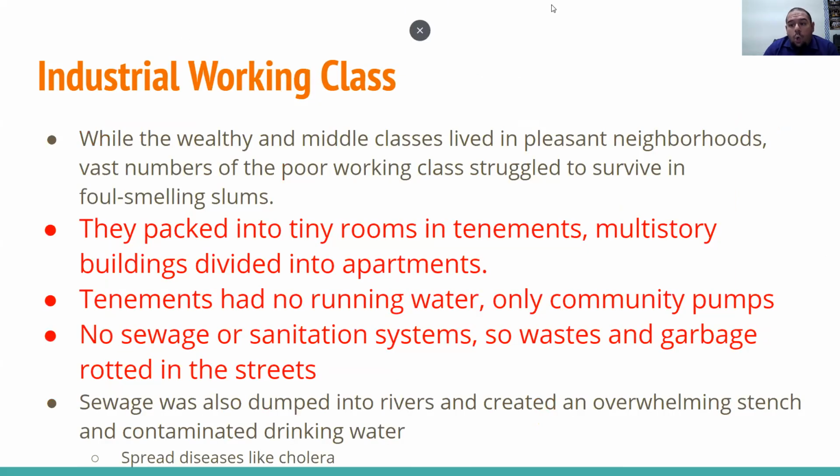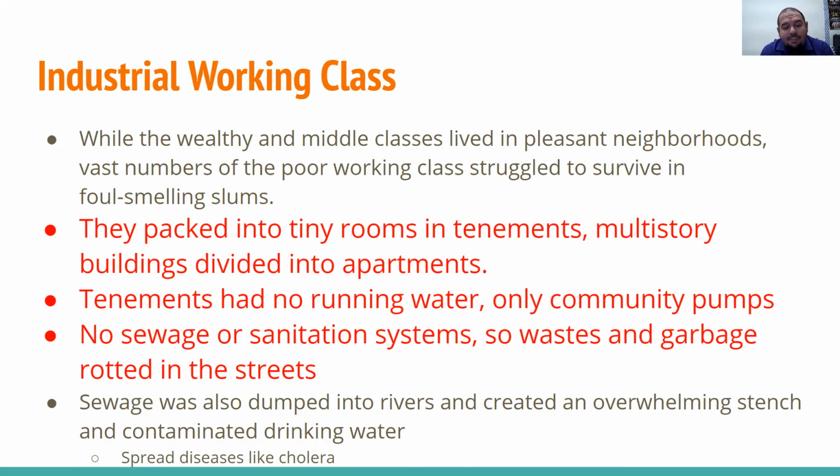All right, the industrial working class. While the wealthy and middle classes lived in pleasant neighborhoods, vast numbers of the poor working class struggled to survive in these foul-smelling slums. They packed into tiny rooms called tenements, or multi-story buildings divided into apartments. Apartment buildings, tenements, same thing. However, tenements had no running water, only community pumps.